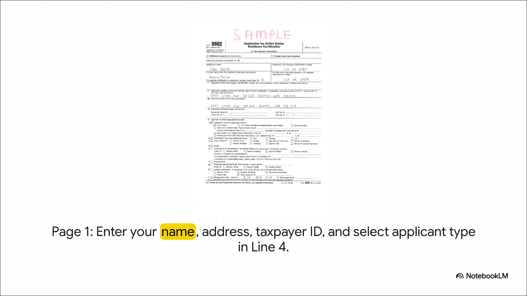Getting this part right is absolutely key. Moving on the left, we've got page 2. Now, the most important spot here is at the bottom. That's where you're going to sign under penalties of perjury. It sounds serious because it is, and we'll come back to the exact wording for that in just a minute.